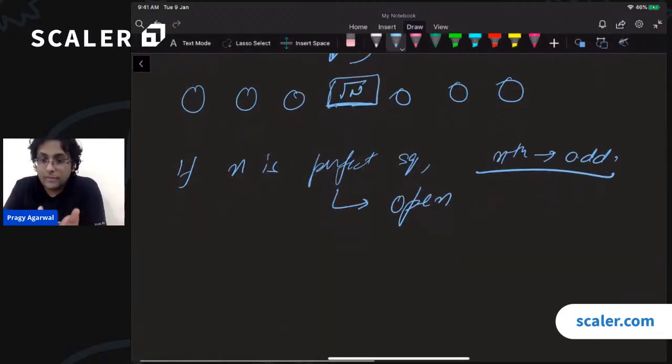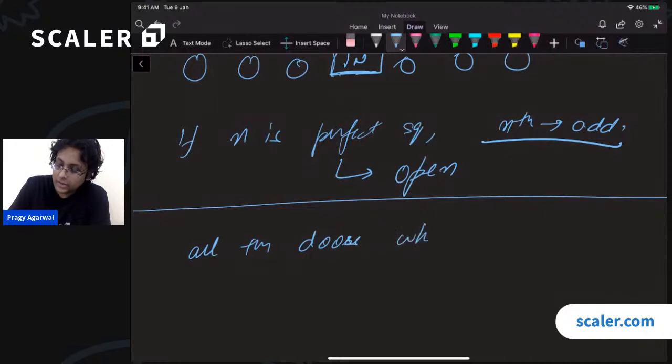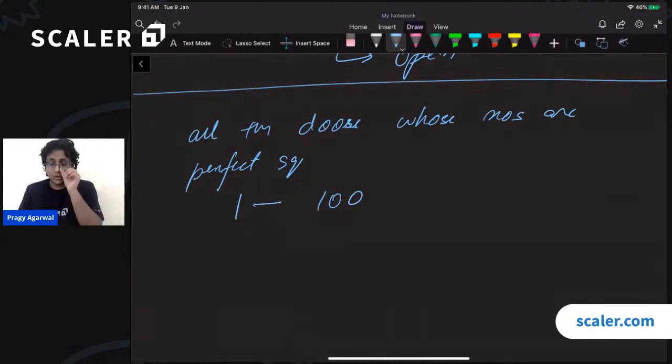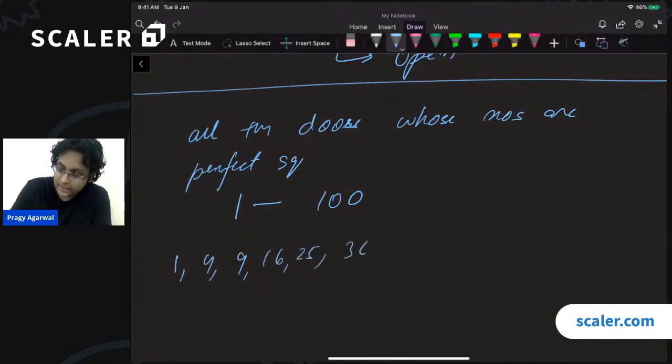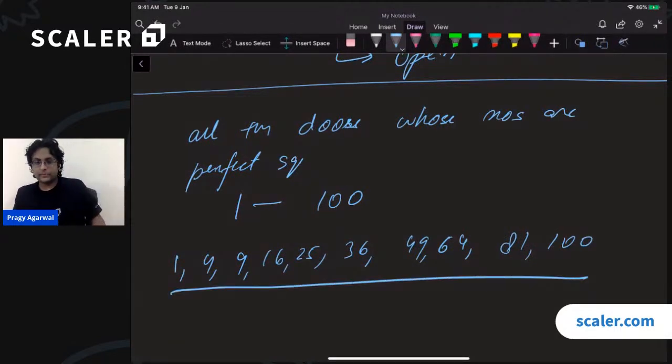So which all doors will be open? Now we know the answer. All the doors whose numbers are perfect squares. And in all the doors from 1 to 100, which all doors are those? So that is 1. Then 4, 9, 16, 25, 36. Then what do we have? 49, 64, 81, and 100. Exactly 10 doors will remain open, and all these are the doors that will remain open. Is that clear?